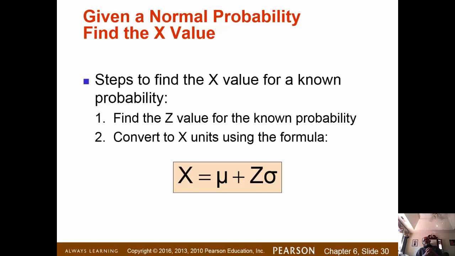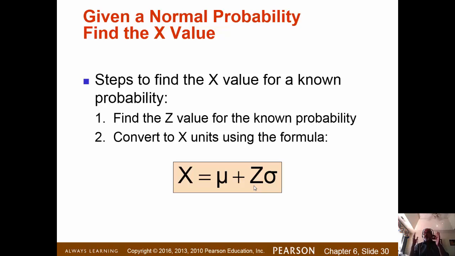Normal distribution can be used not only to find probability for a given x, we can reverse this process and say, okay, give a probability and find the x corresponding to that probability. And this is the formula we use for that, x equal to mu plus z sigma, where z comes from the normal table for a particular cumulative probability.